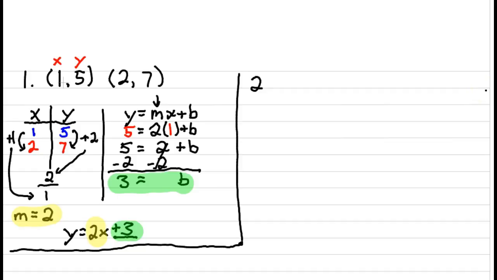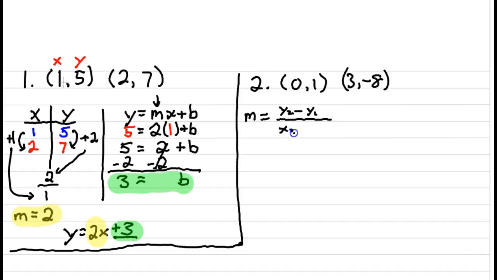Which is 0, 1, and 3, negative 8. Now I mentioned there's a couple ways of doing slope. If you remember on your final, we actually had to do 2 ways of finding the slope. There was a question about that. The second way, or another way, is the formula. And it looks something like this: y2 minus y1 over x2 minus x1. So that was the formula way of finding slope.